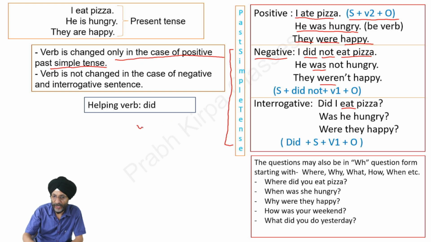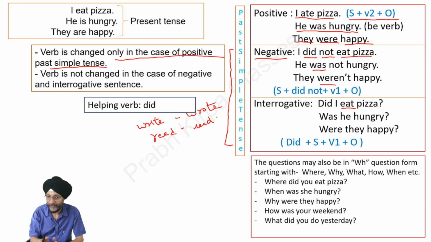If we talk about write, write becomes wrote. That is the second form of the verb. Read becomes read. Now, in writing, the words are the same, the pronunciation is different. Next, verb is not changed in the case of negative and interrogative sentence. In this past simple tense, we use the helping verb did.